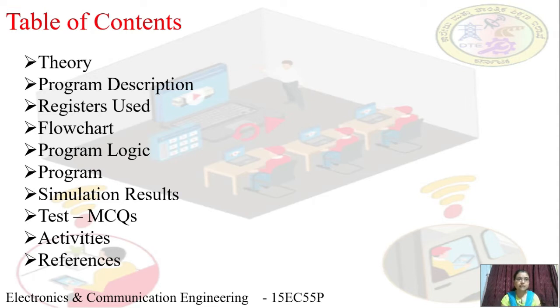First, we will see the theory related to this program, that means what an array is and what the uses of an array are. Next, the program description, how the program is written. Then the registers to be used, that is, what registers are used to execute the program, and the flowchart of the program. Then the program logic and how to write the program. Then the same program is simulated on the IDE to get the simulation results. Next, the MCQs and the activities related to this program. Finally, we will see the references.